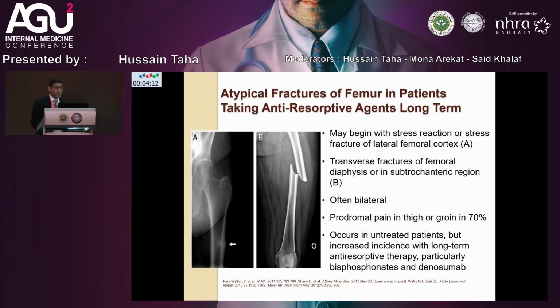Also, atypical fractures of the femur can occur in patients taking long-term agents like denosumab or bisphosphonate. Sometimes we have to have a holiday. We have a safety margin of bisphosphonate for over 10 years, even denosumab. However, we have to have a window of stopping the medication for 1 to 2 years and follow the biomarker.